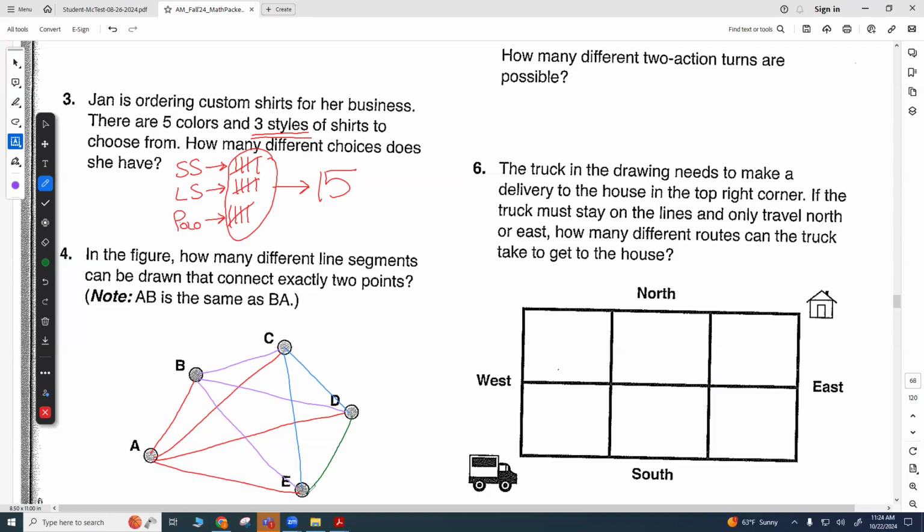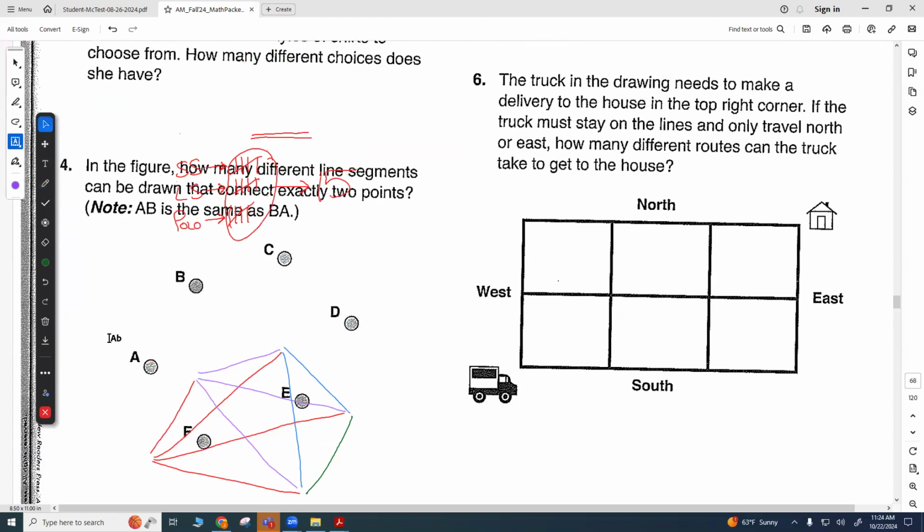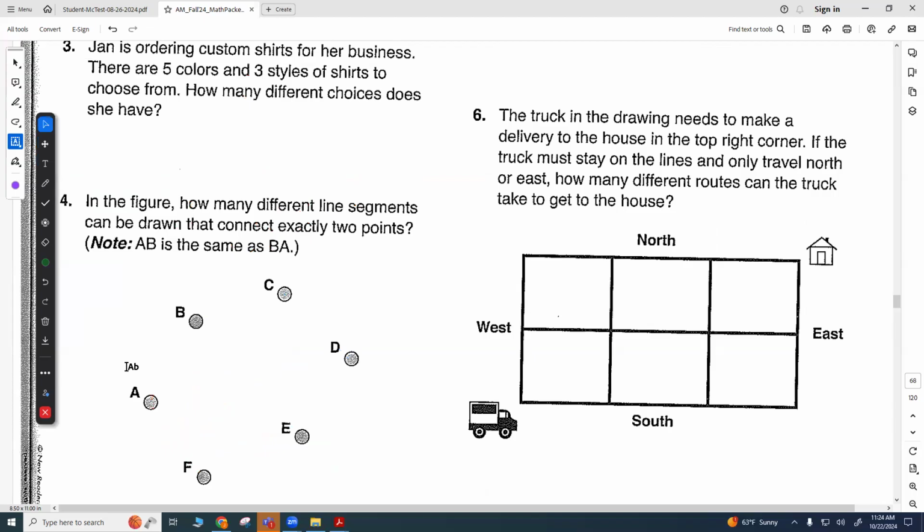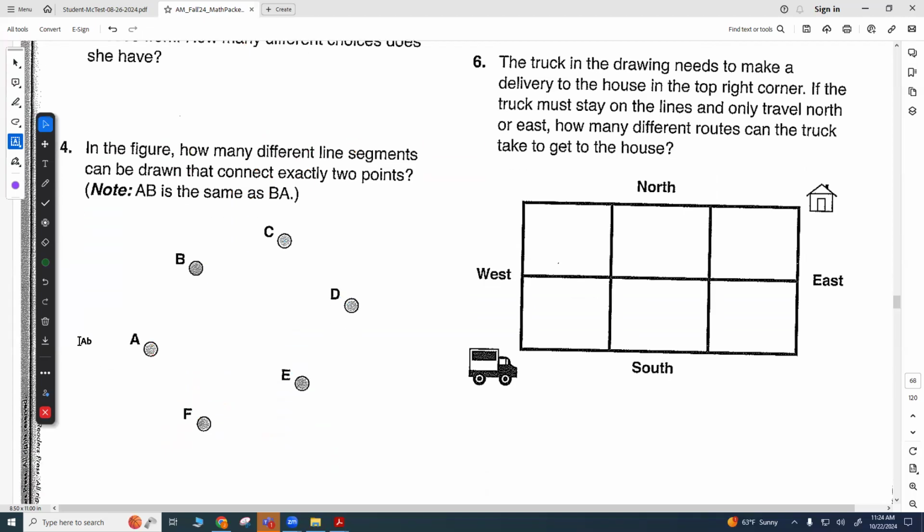Oh, did I miss a dot? 15. Oh, there is an F down there. Okay, that's why I was like, this isn't working out right. Sorry. Oh yeah, there we go. Now that makes more sense. Does everyone?